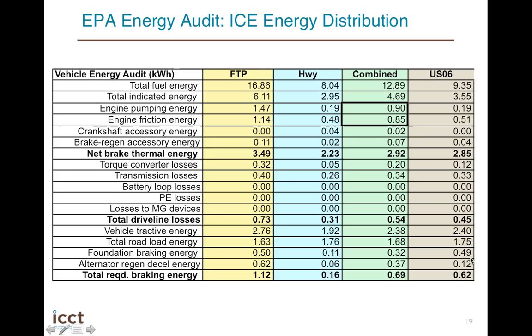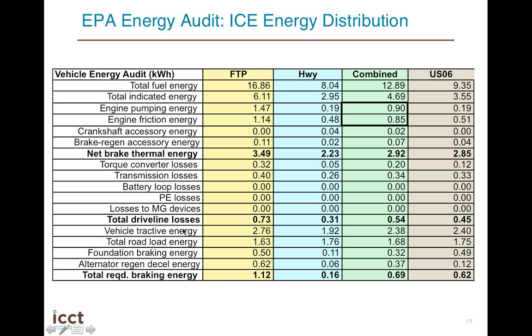What I'm going to concentrate on is the energy distributions. The first column here, these are all in kilowatt hours. The first column is the total fuel energy, and this exactly matches the fuel consumption of the vehicle. It's just the inverse. And then from this, they broke it down into a number of different energies and losses. So for example, you have engine pumping losses, engine friction losses, the indicated energy, which is related to the indicated efficiency of the engine. You have accessory losses, losses to the brakes, and that leads you to a net brake thermal energy. You also have losses in the torque converter, the transmission, battery loops, power electronics, motor generators. This particular chart is just for an ICE, so those are 0.